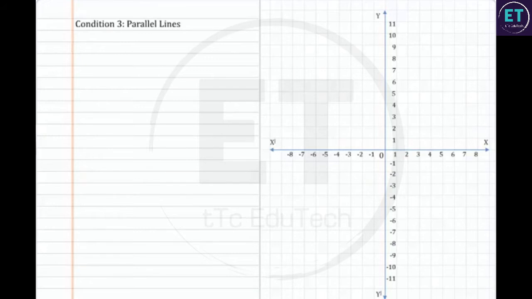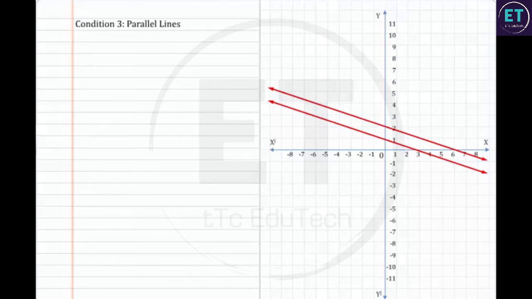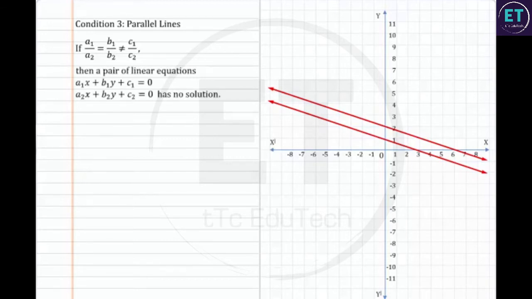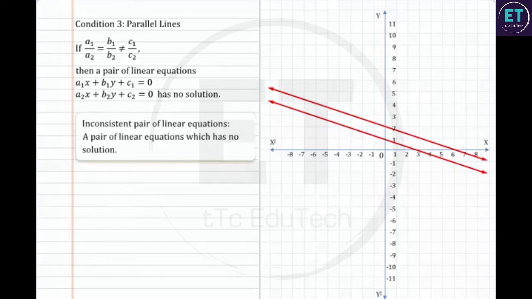A pair of linear equations, when plotted, may define lines that neither intersect nor coincide. These lines are parallel to each other. Such a situation is possible only if a1 upon a2 is equal to b1 upon b2, which is not equal to c1 upon c2. Here the pair of linear equations has no solution. Such a pair of linear equations is said to be inconsistent.